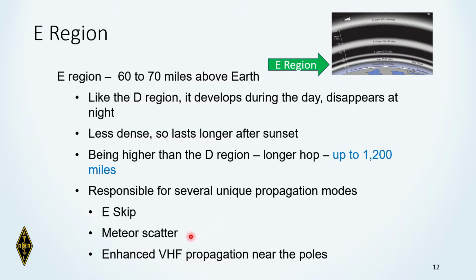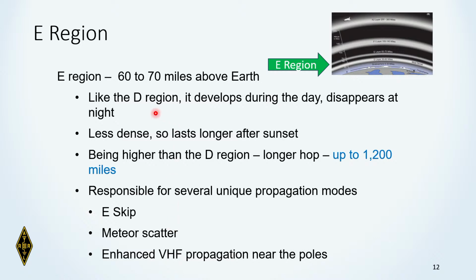Meteor scatter, which we don't really get into in the general classes there, but there's literally hundreds of thousands of small items of sand and small rock that enter our atmosphere every day, and you can actually bounce radio signals off of those trails. They create ionized trails in the E layer when they burn up. And there's one case where we have enhanced VHF propagation, especially near the poles. We're going to talk about this. These are all E layer effects.